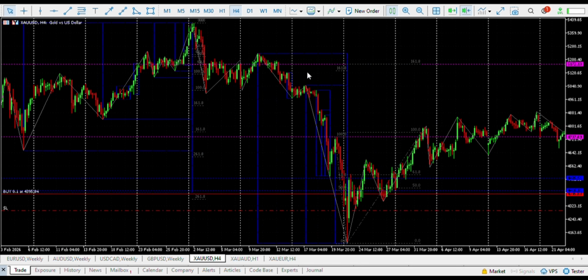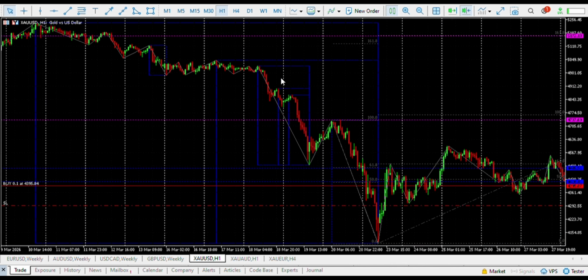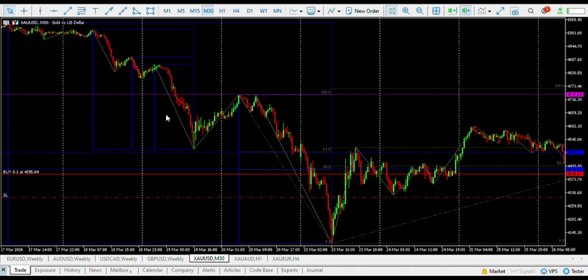I now drew my structure. I boxed my structure, A to B, B to C, C to D on my 4 hour. Came down to my 1 hour, the same box structure. I saw the structures and I boxed. Came down to my 30 minutes, the same structure and I boxed.